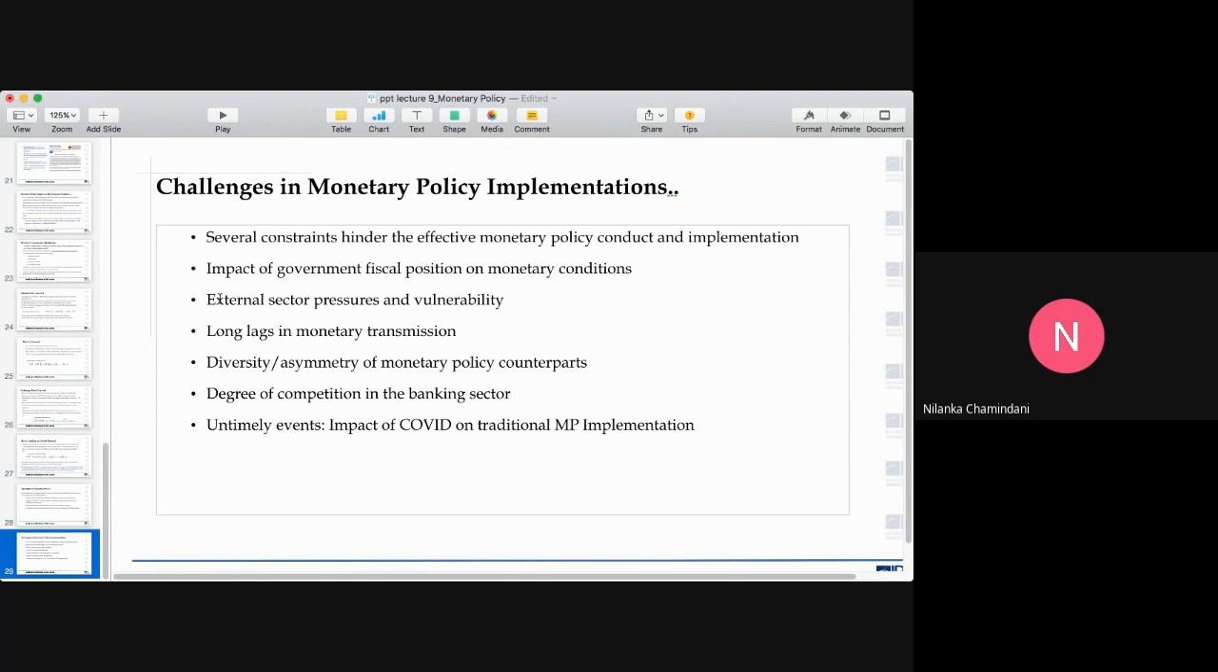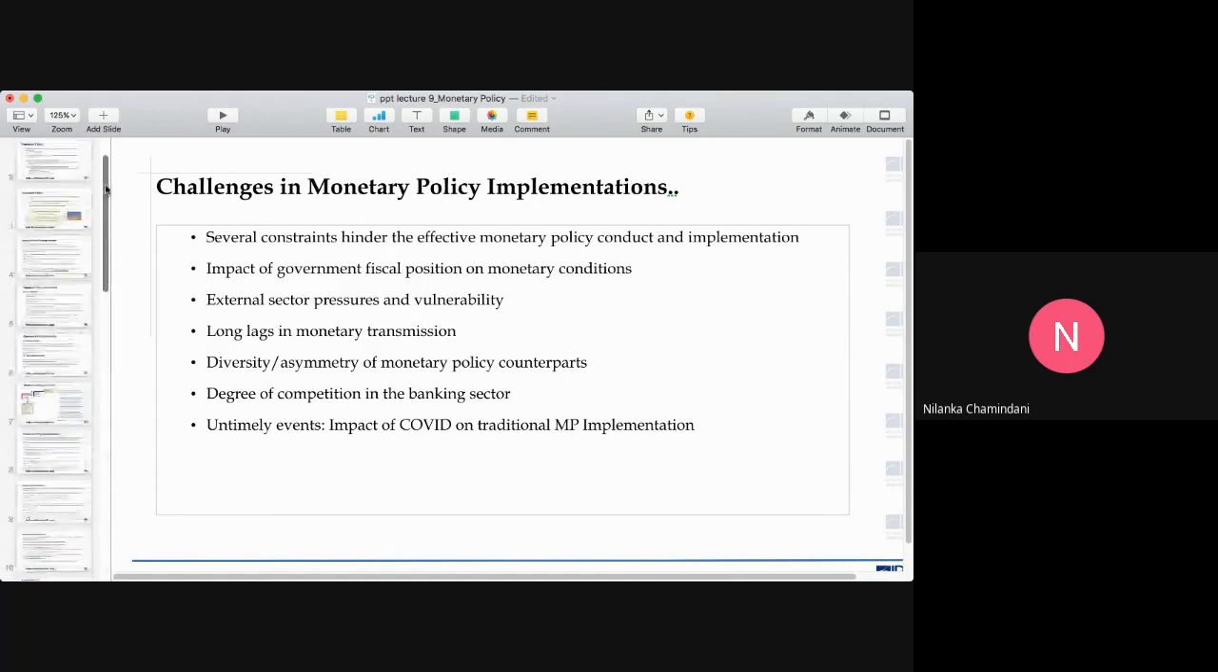In the coming lessons we are going to discuss some of the challenges that monetary policy authorities had to face due to the COVID pandemic, and what kind of special policy measures were taken by the central bank during the COVID scenario. Okay, so that's what I wanted to discuss under the topic of monetary policy. We could finish all the points that I wanted to discuss with you.